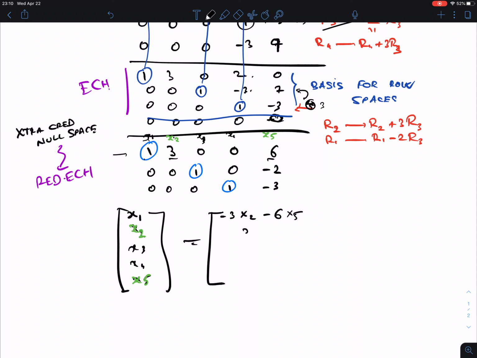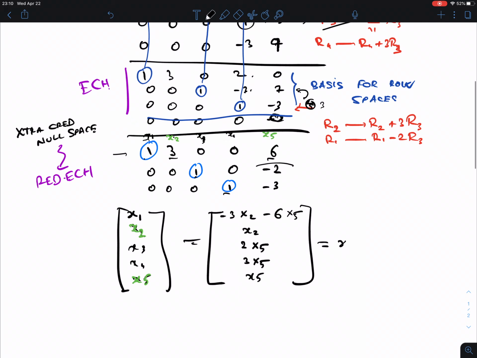x2, well, x2 of course is just x2. x3, well, we have this equation, so we bring this to the other side, we get a plus x5. x4, well, we have this equation that says it is 3 times x5, and then x5, of course, is just itself. And there's one more step.